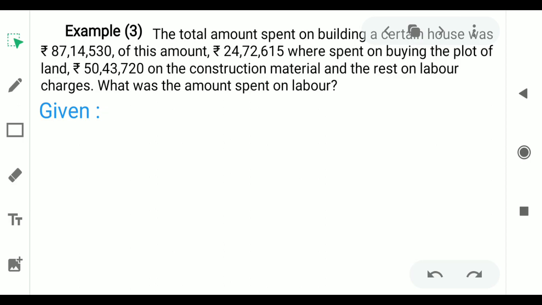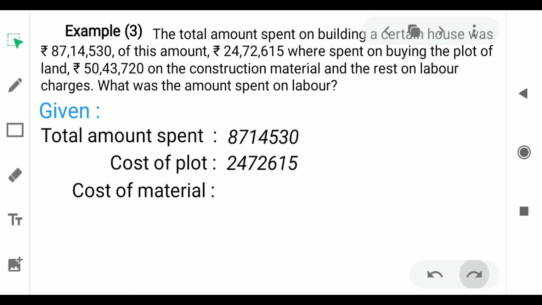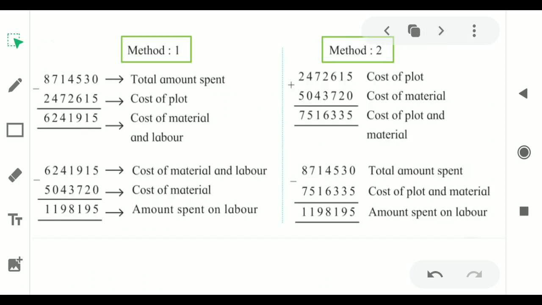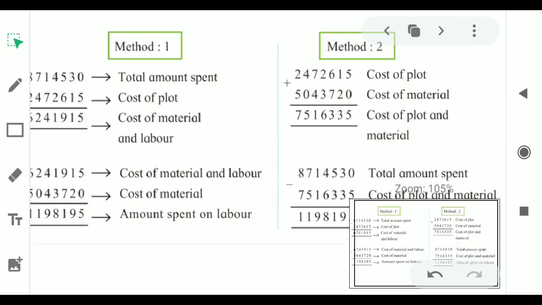Okay, so first here we write the information, and the information is total amount, cost of plot, cost of material and labor charge. Here we have to find the labor charge. So how to solve this? By another method. See the second method.